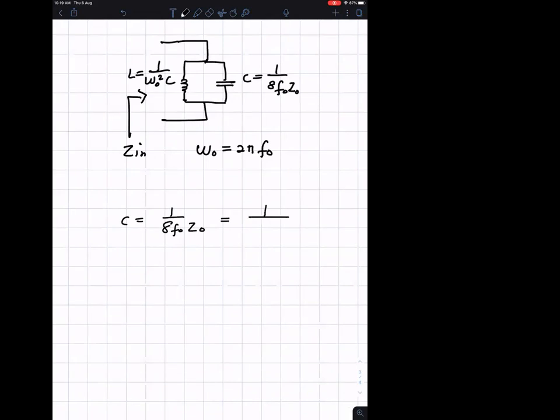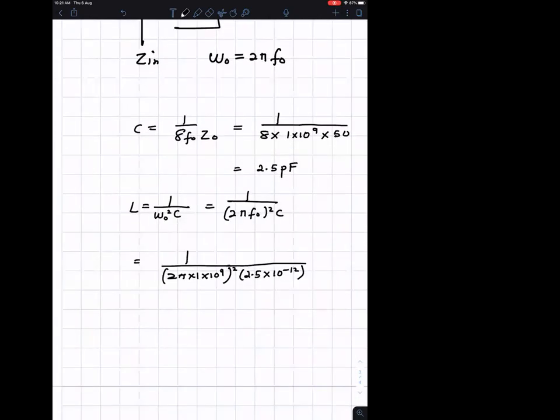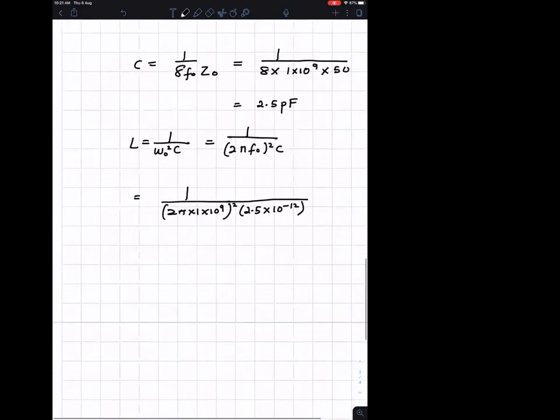Is 1/8 times the frequency, which was 1 gigahertz, so 1 times 10 to the power of 9, times 50. If you punch it in, it will give you around 2.5 picofarad, if I'm not mistaken. So once you have your power of minus 12, go ahead.